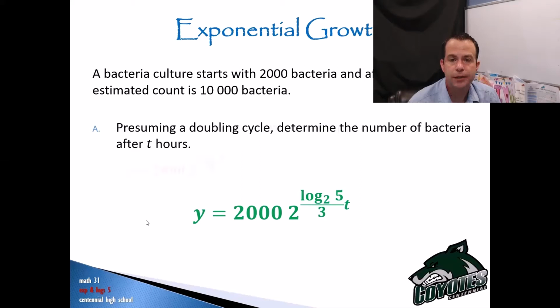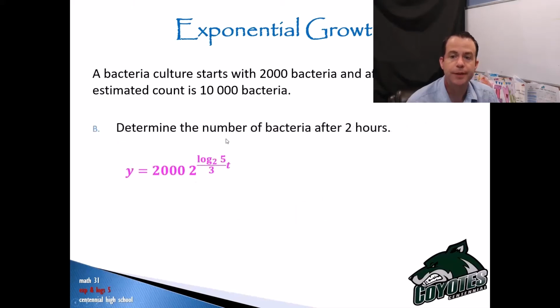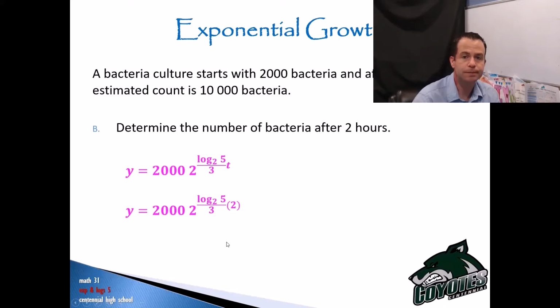Now we're going to take a look at determining the number of bacteria after 2 hours. So that's a time value. I just plug in 2 for t, and I'm going to solve. So I've got 2,000 times 2 to the log base 2 of 5 over 3 times 2. Type all that in your calculator, and you should get around 5,848.